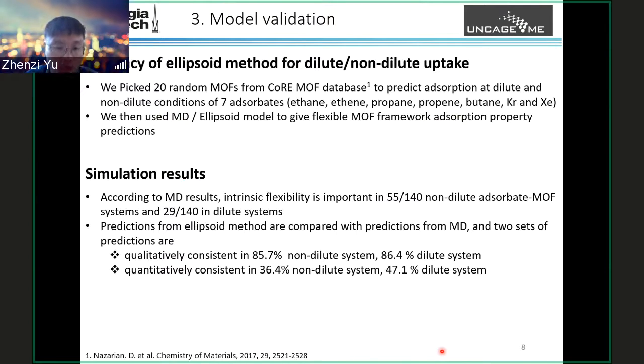According to the MD result, intrinsic flexibility is important in 55 cases out of 140 cases, and 29 in dilute cases. Prediction from ellipsoid method are compared with prediction from MD, and two sets of predictions are qualitatively consistent in around 85%, and quantitatively consistent in around 40%.